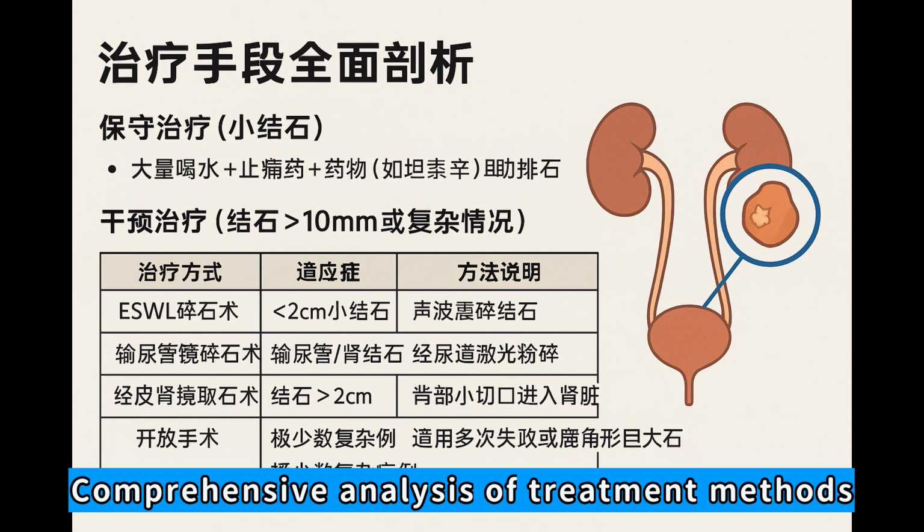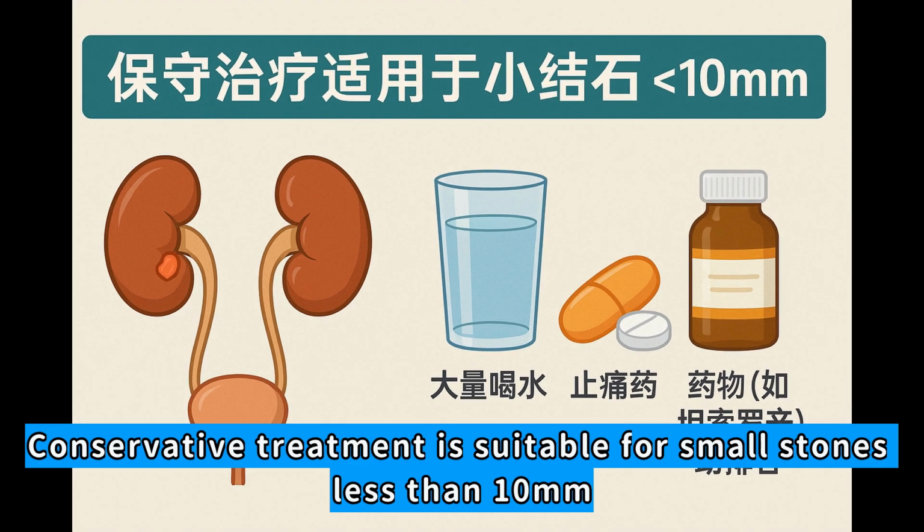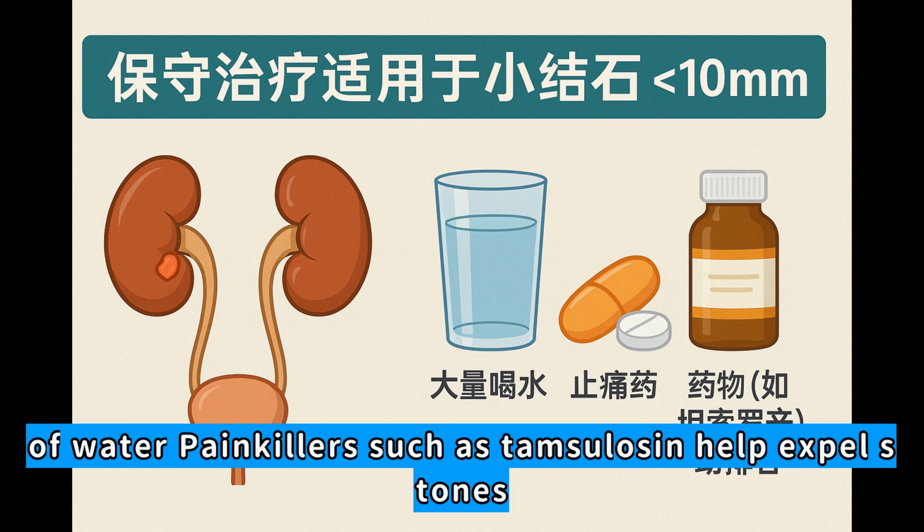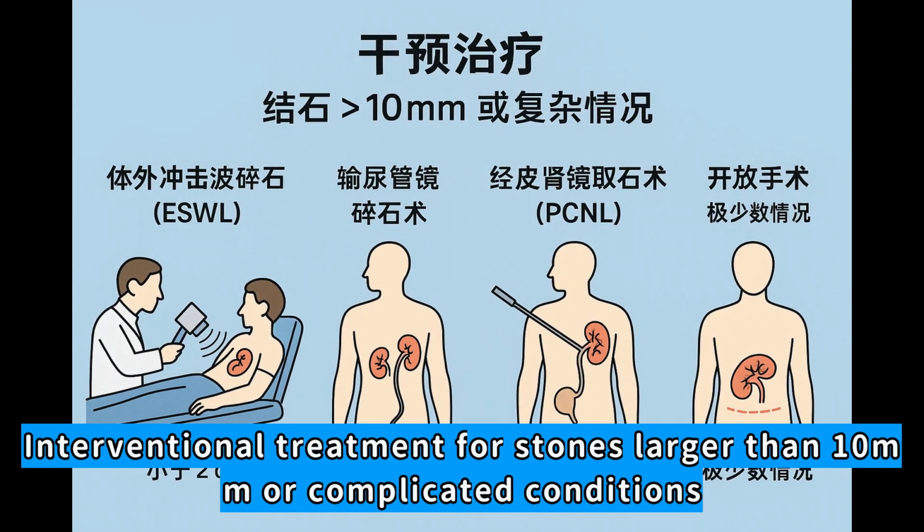Part 6. Comprehensive analysis of treatment methods. 1. Conservative treatment is suitable for small stones less than 10 millimeters. Drink a lot of water. Painkillers, such as tamsulosin, help expel stones. 2. Interventional treatment for stones larger than 10 millimeters or complicated conditions.